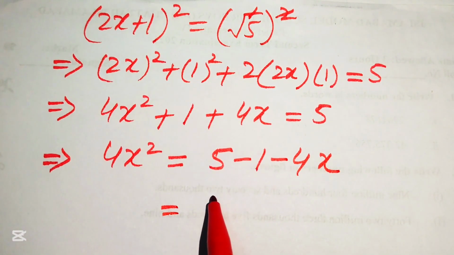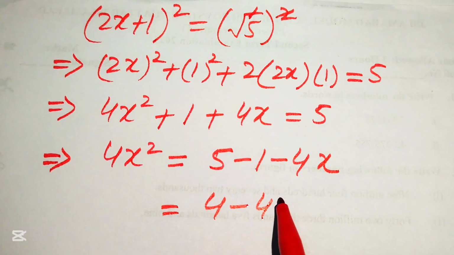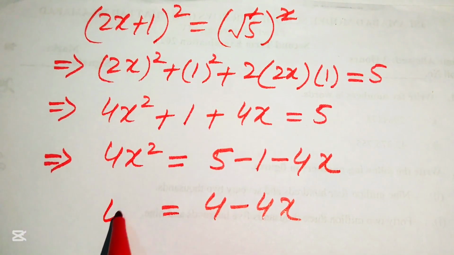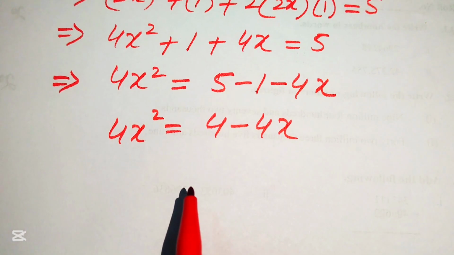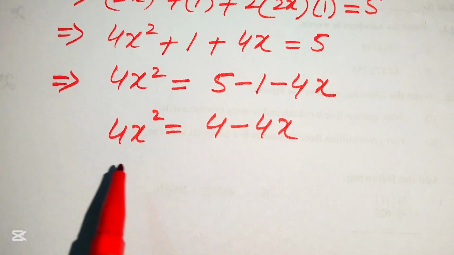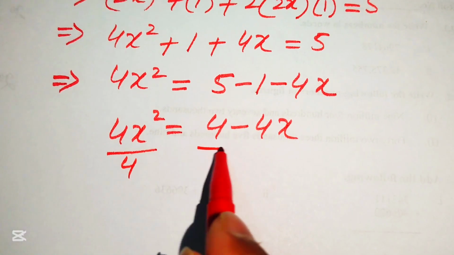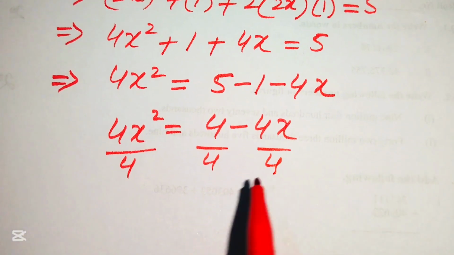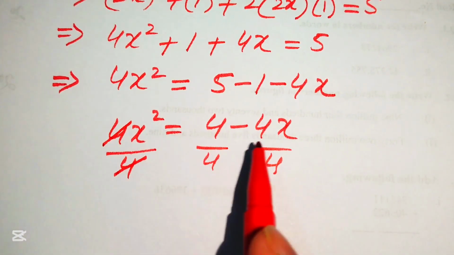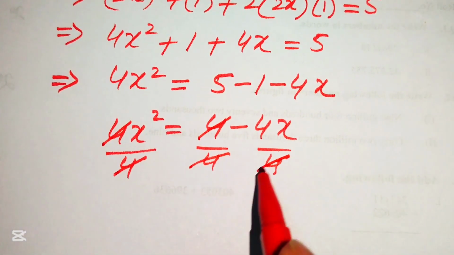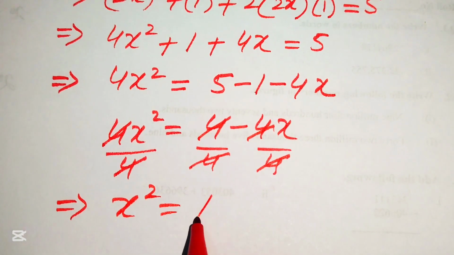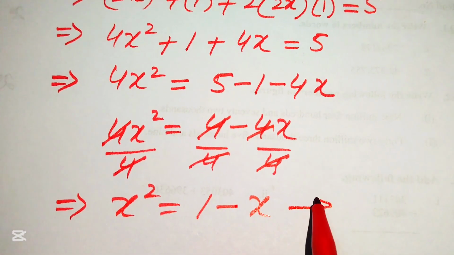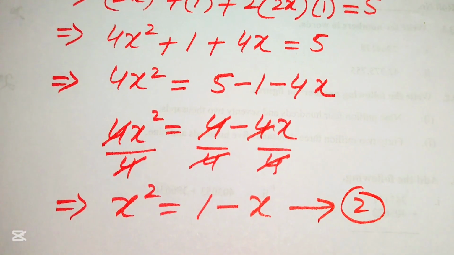So we get 5 minus 1 equals 4 minus 4x, and in the left hand side we have 4x squared. You see that each of these terms is divisible by 4, so we divide each term by 4 on both sides, and this 4 cancels out this 4, and you get x squared equals 1 minus x, and we call this equation number 2.